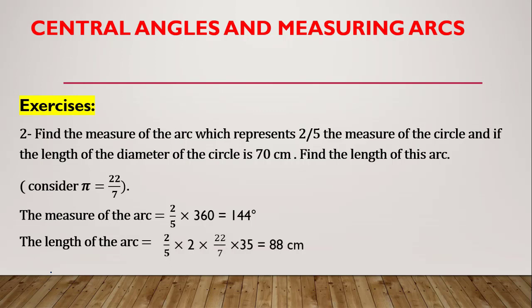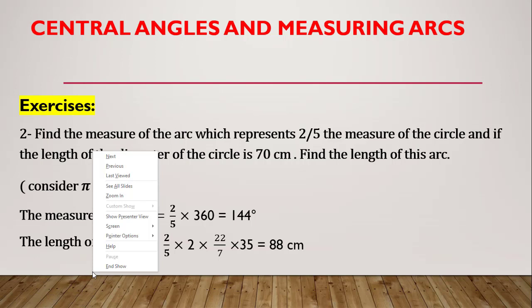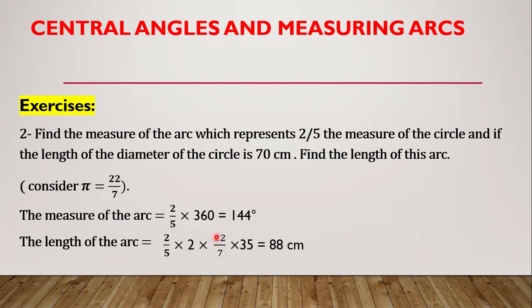2/5, this is the fraction, the measure of the arc over 360. Then I'll multiply it by 2 pi r. 2 multiplied by 22/7, and r, we said the diameter is 70 centimeters, so the radius is 35 centimeters. Then I multiply them to get 88 centimeters. So the length of this arc is 88 centimeters.